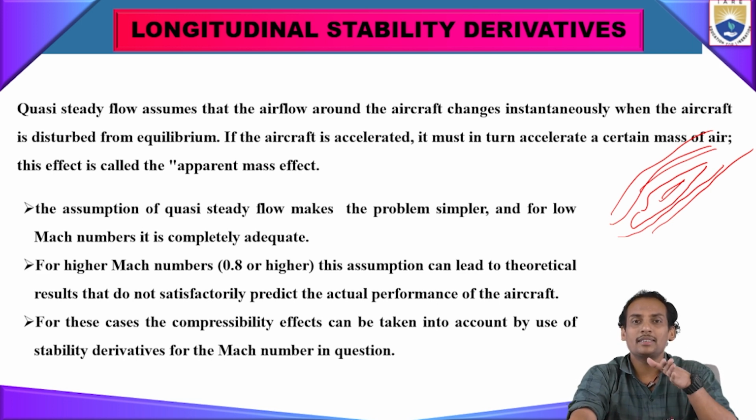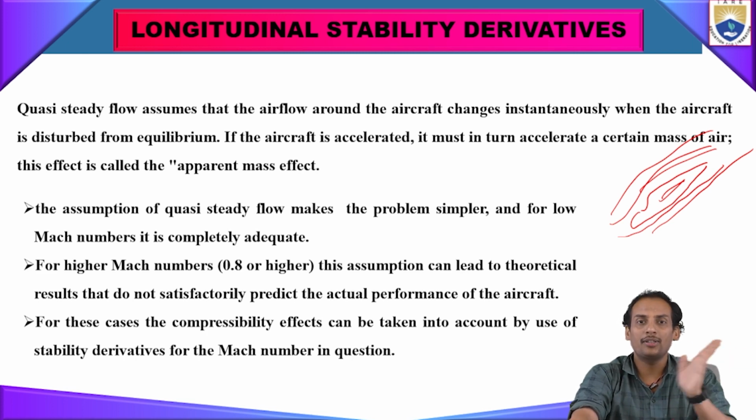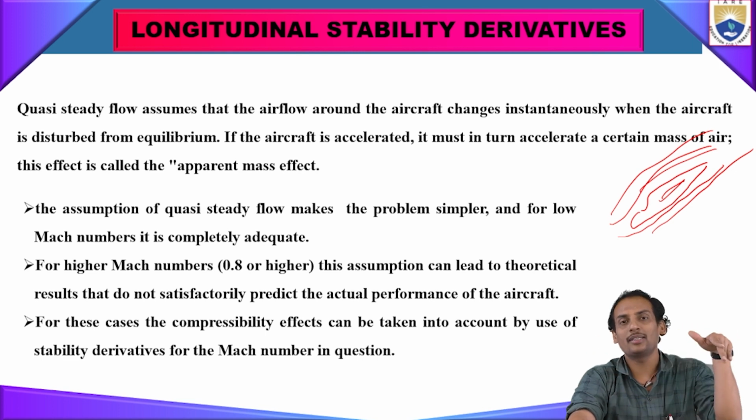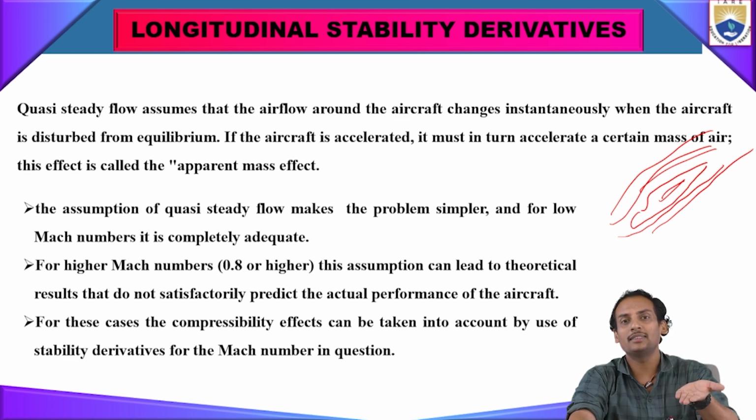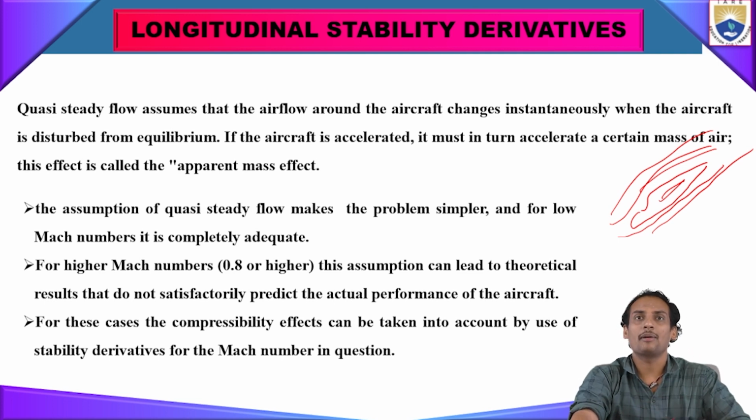Because of the object's motion, the air also flows over it, so that air will have some velocity. But if there is some acceleration, that is, when a change in velocity happens with that object, the oncoming flow velocity also changes. So the change in motion of an object causing a change in the velocity of the air is called the apparent mass effect.